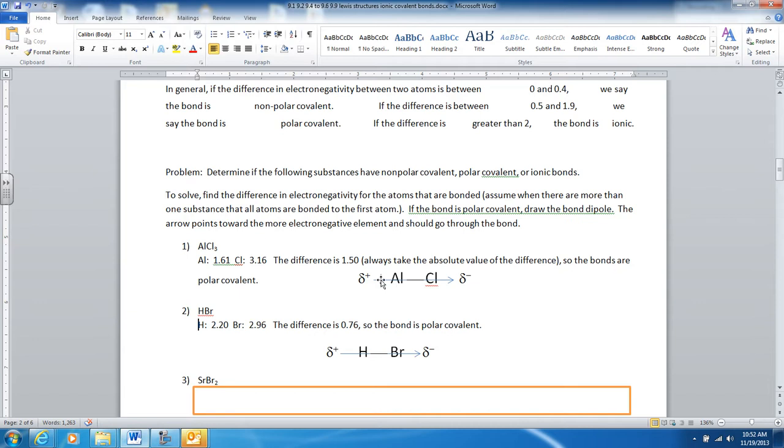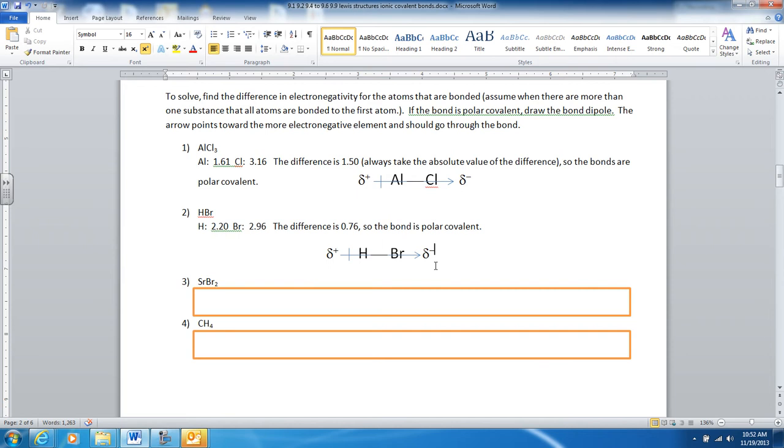Okay, so we need to put the other end on here. I'm just trying to move this arrow over to here. Okay, there we go. So the H has a smaller electronegativity than bromine. We draw the bond dipole through the HBr bond. Bromine is more electronegative, so bromine has a slight negative. H is less electronegative, so H has a slight positive. Let's do the same for SrBr2. Pause, and answers are going to show.